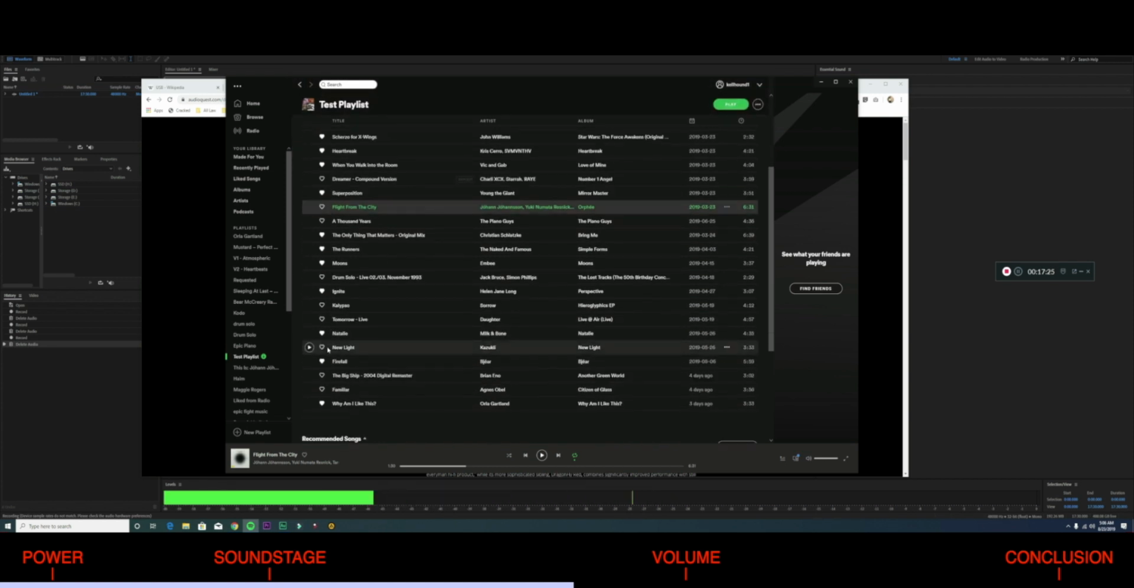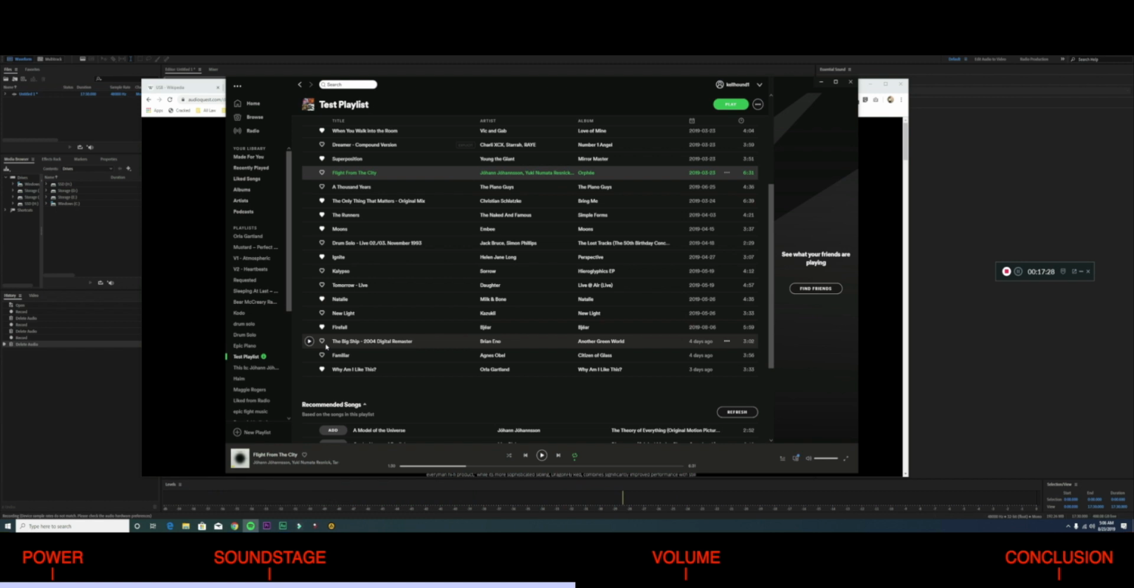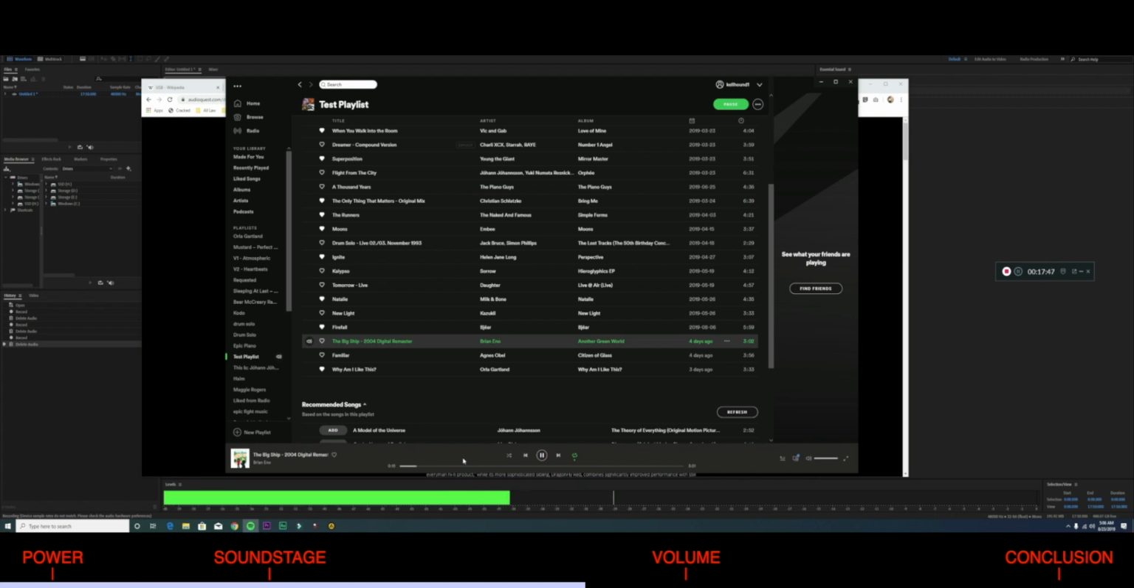Let's try one more regarding the soundstage, and let's go to The Big Ship by Brian Eno. I currently have the Mojo plugged in. Here we go. Starts off with a... what is this? I don't know what instrument this is, but it's a nice instrument. And then there's this, what is it? The clacker thingies. A maracha? Is it a maracha? Listen to this song. Tell me what it is.